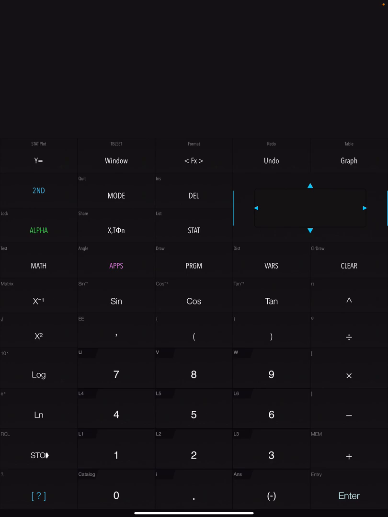Yeah, I don't even know where E is. There it is, e to the x. If you look at the ln button, if I hit second, e to the x power, I can type these in. So e to the fourth power, get your answer.